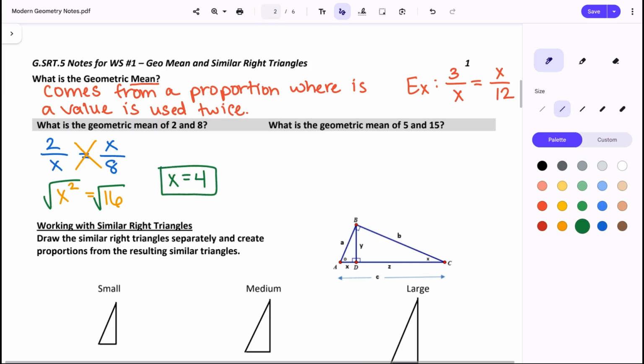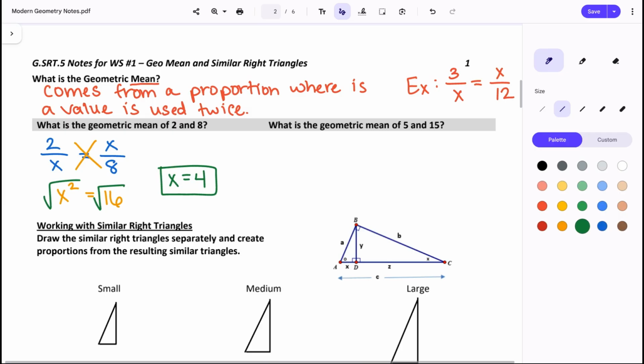So think about those similar triangles that we've been dealing with and setting up proportions to solve for missing sides. We're doing similar things here, but what we're missing is that quantity that keeps the ratios equivalent to each other in our two proportions that we're trying to set up.